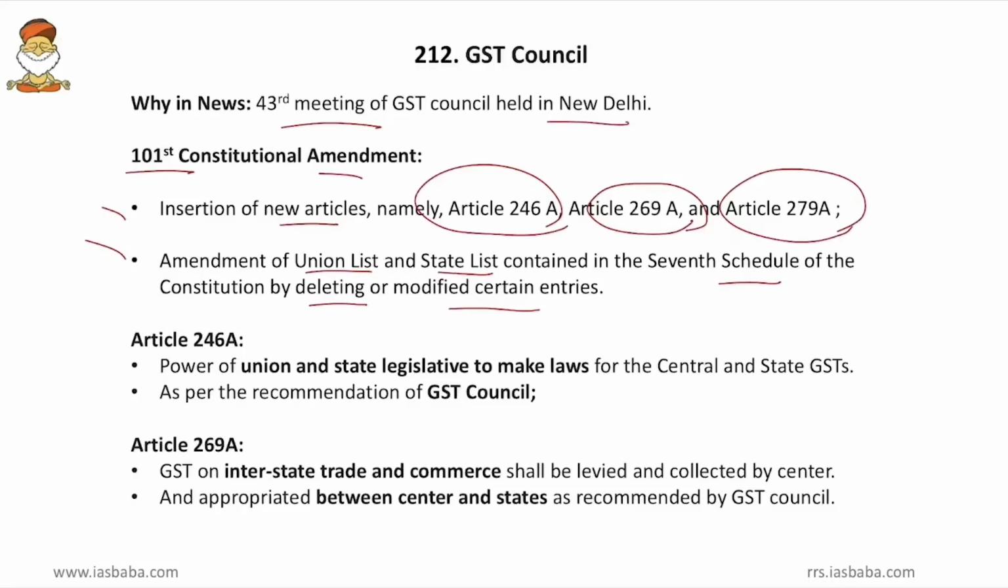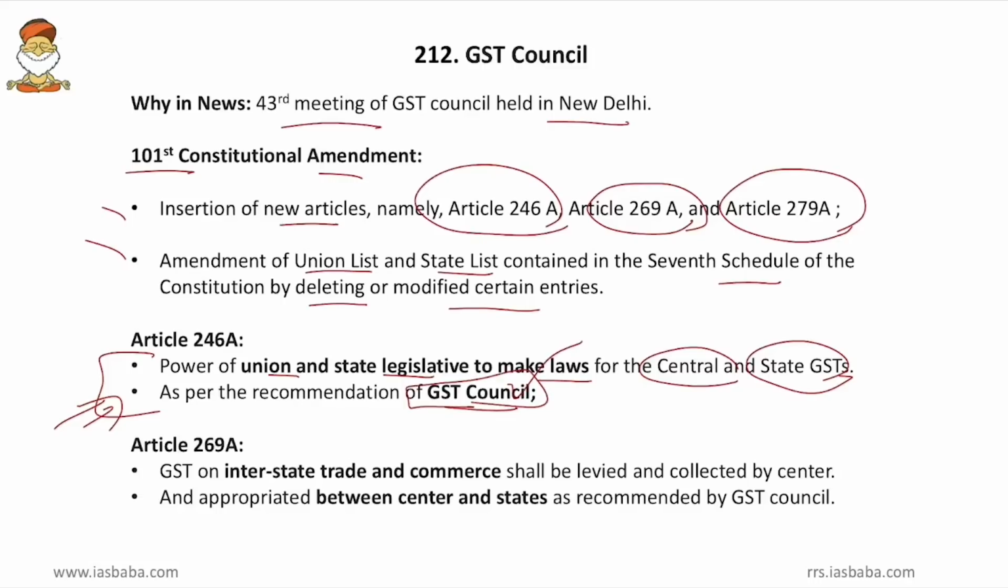So, coming to the first stage, Article 246A. So, what does this do? It gives the power for union and the state legislature to make laws for the central and state GSTs. So, we have 2 GSTs, the CGST and the SGST, and union makes laws for the CGST and state makes the law for the SGST, for the state GST. Then this law has to be done as per the recommendation of the GST Council. So, this has to be taken care before making a law.